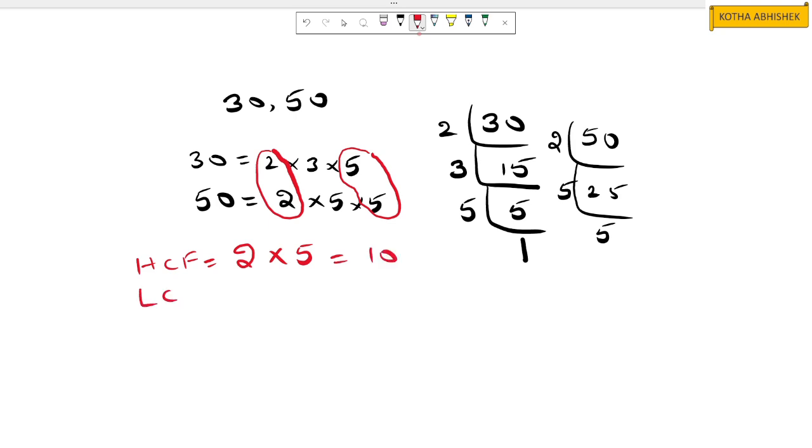Now moving to the LCM. First write the common numbers, that is 2 and 5, into, here extra 3 is there, so write that extra 3, into, here extra 5 is there, so write that extra 5. Now let us multiply all these things. 2 5s are 10. 10 3s are 30. 30 times 5, 150. So HCF is 10 and LCM is 150.